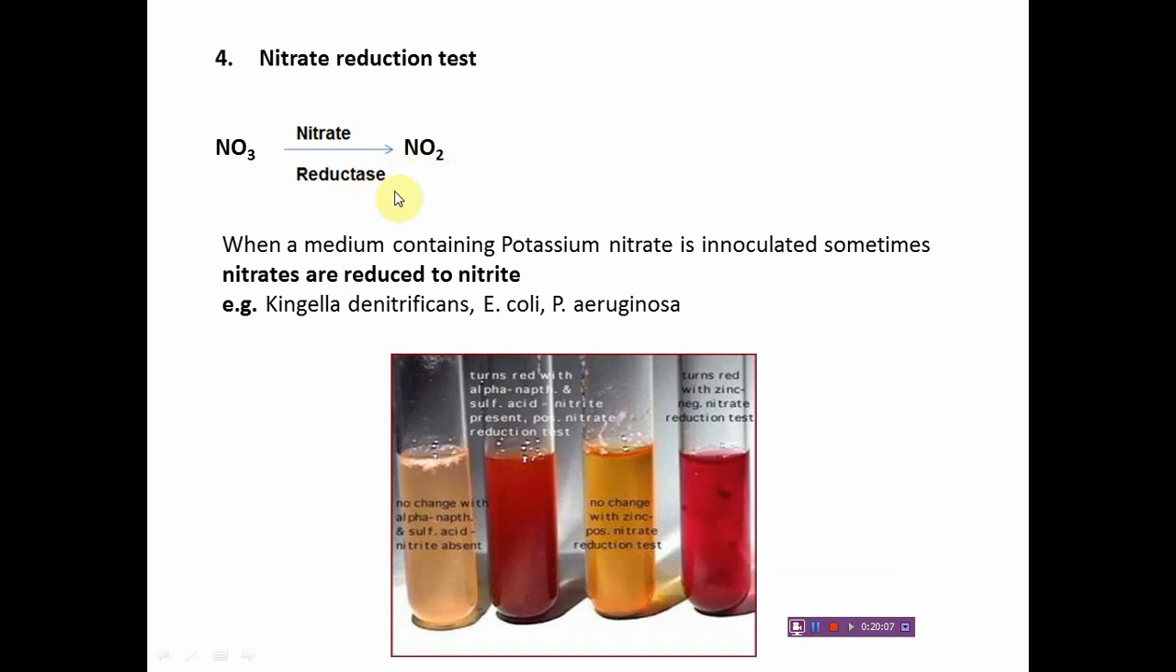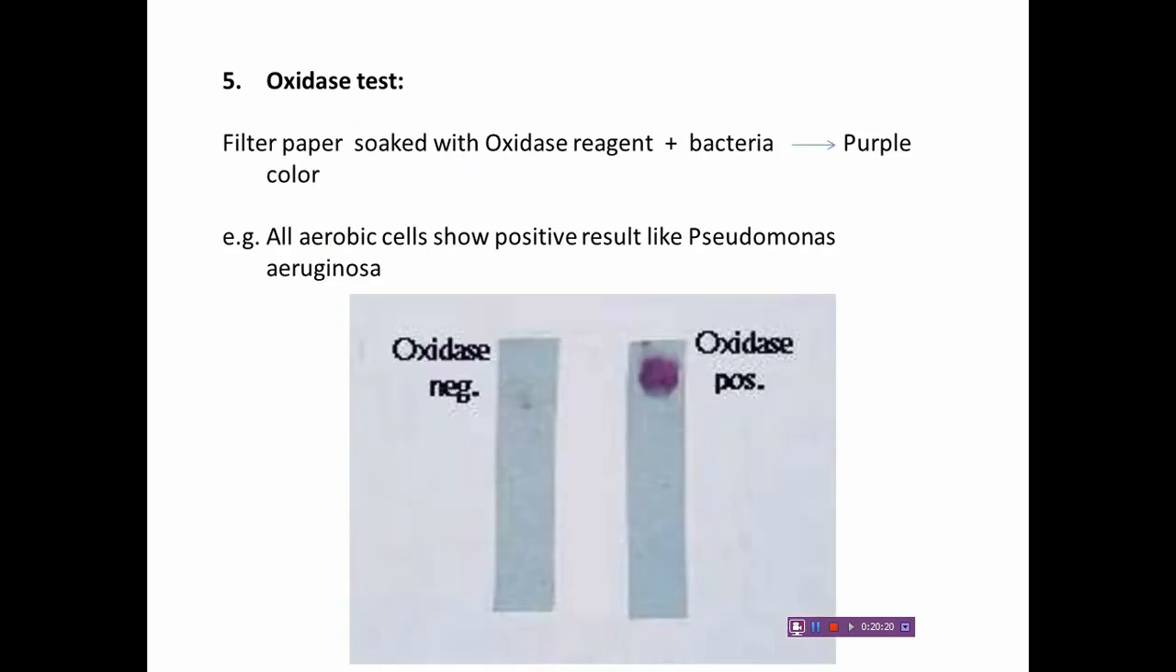Nitrate reduction test. Some bacteria are capable of reducing the nitrates into nitrites, and this reduction is tested by nitrate reduction test. Oxidase test is another important test. All aerobic cells are tested for oxidase test. If the cells are positive for oxidase enzyme, then they will produce the purple color. The oxidase reagent reacts with the bacteria, and there is a formation of purple color on the paper strip loaded with the oxidase test reagent.